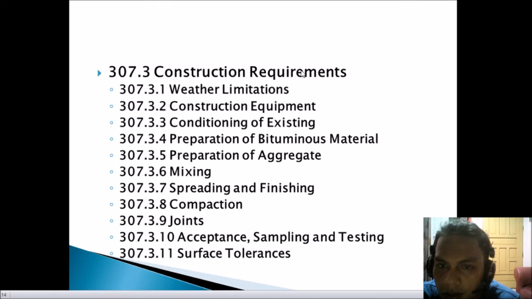So next is the 307.3.9, which is the joints. The bituminous pavement shall be continuous as possible. Rollers shall not pass over the unprotected edge unless authorized. So next is the 307.3.10, acceptance sampling and testing.